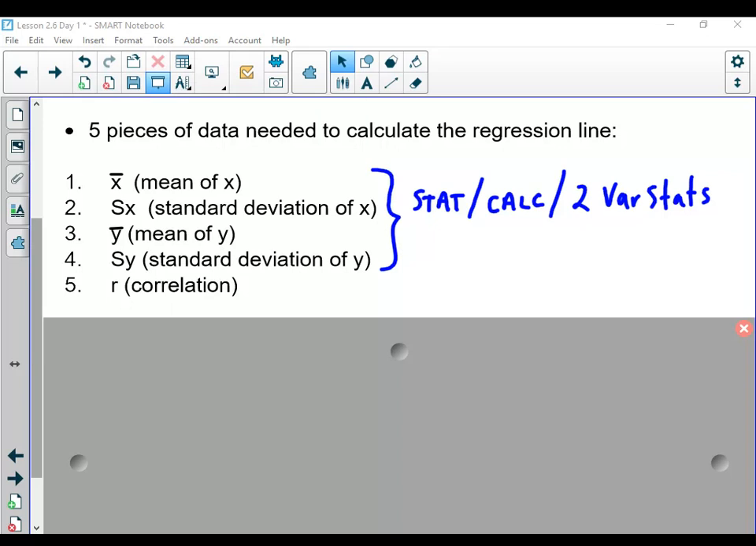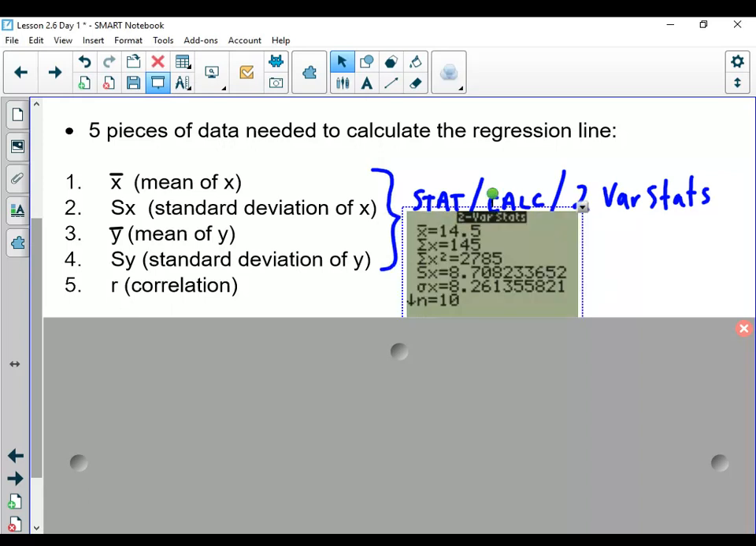So for this problem, if I chose number 2, I have to make sure L1 and L2 are the 2 lists that I'm using. But whenever I hit Calculate, it's now going to give me all those numbers it gave me before, except now it's going to give me not just the x's, it's going to give me the y's as well. So here's all the information for the x's. And then if I scroll down, I get the information for the y's.